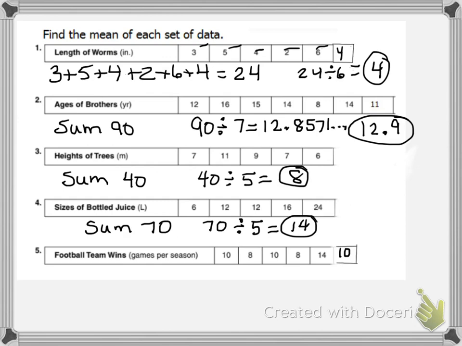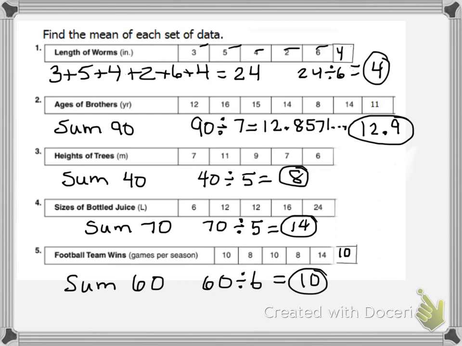Our last one here, this data is collected from football team wins. Those are the number of games per season that they won. So again, we're going to add all those values together, and I end up with a sum of 60. And this time there are 6 values there. So we're going to divide that 60 by 6. So that gives us a mean of 10.